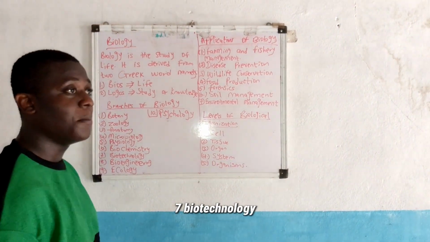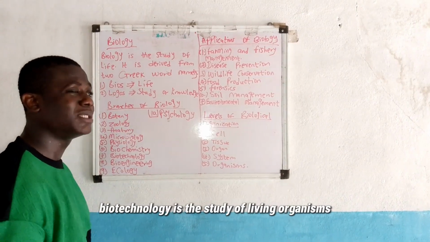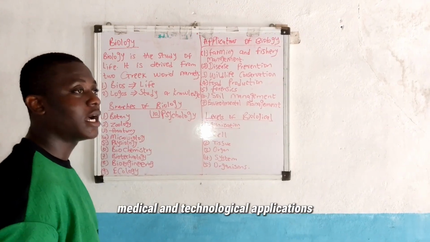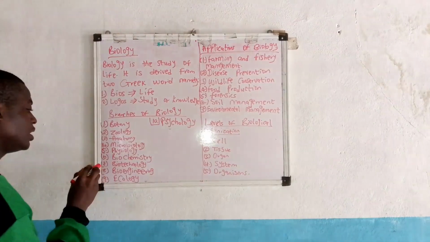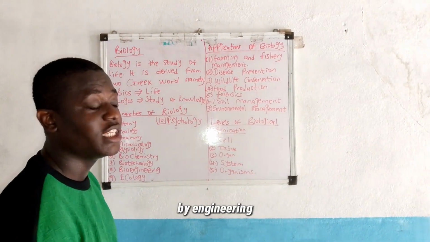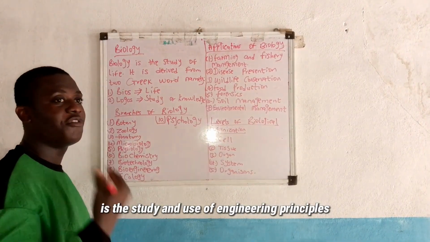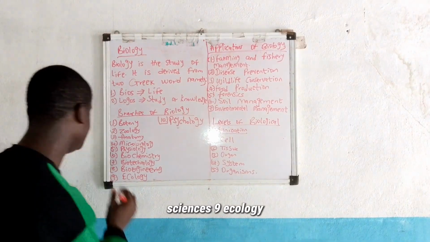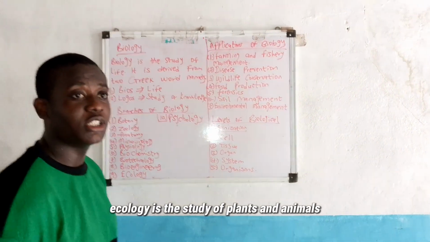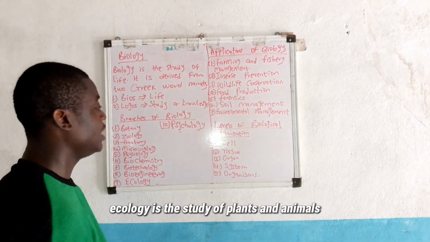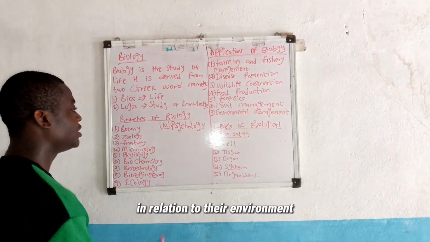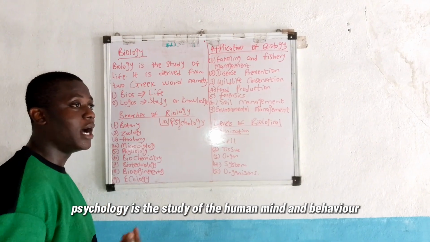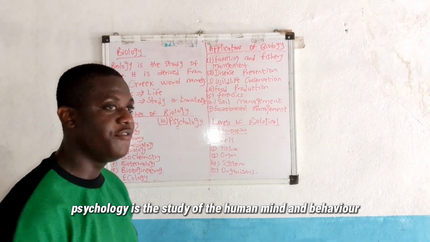7. Biotechnology. Biotechnology is the study of living organisms, especially microorganisms in industry, agriculture, medical and technological applications. 8. Bioengineering. Bioengineering is the study and use of engineering principles in any of the biological and medical sciences. 9. Ecology. Ecology is the study of plants and animals in relation to their environment. 10. Psychology. Psychology is the study of the human mind and behavior.